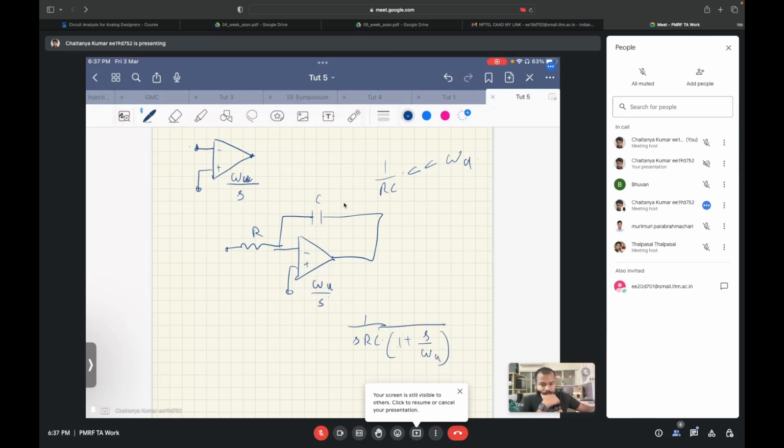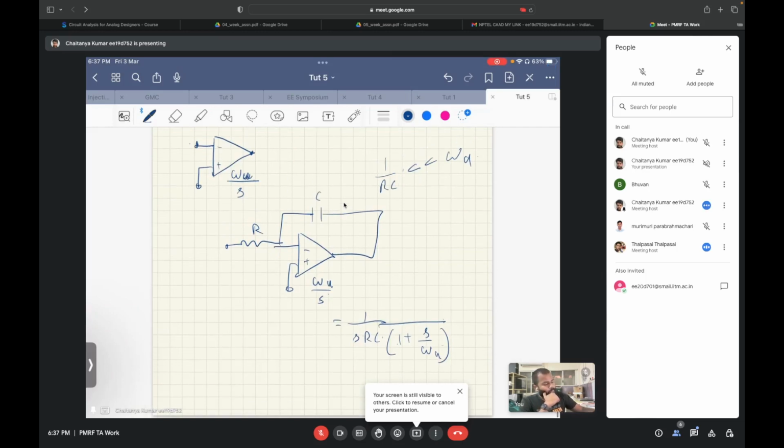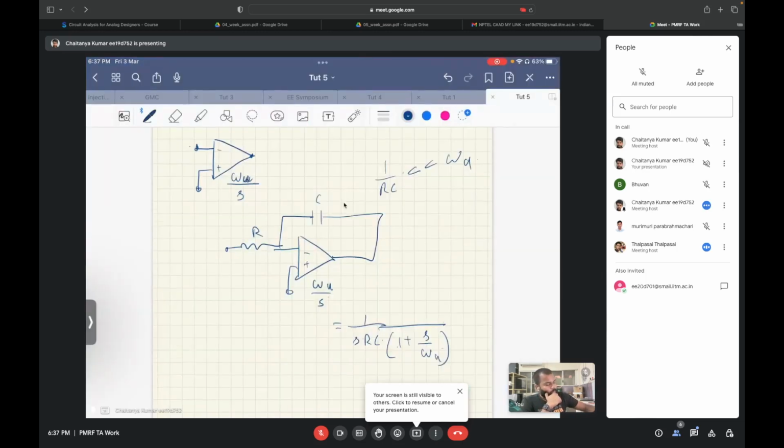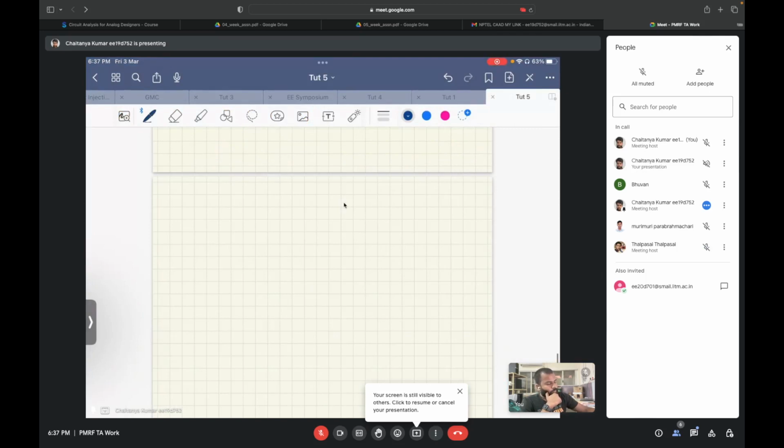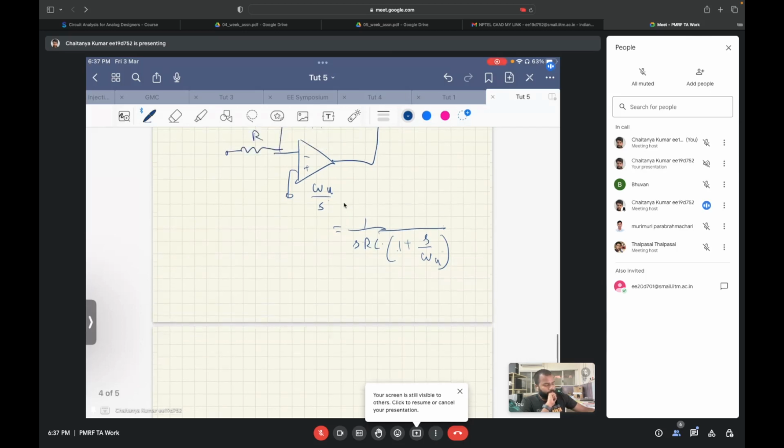Is this correct? Can someone confirm? Okay, yeah, this was the transfer function that we got.